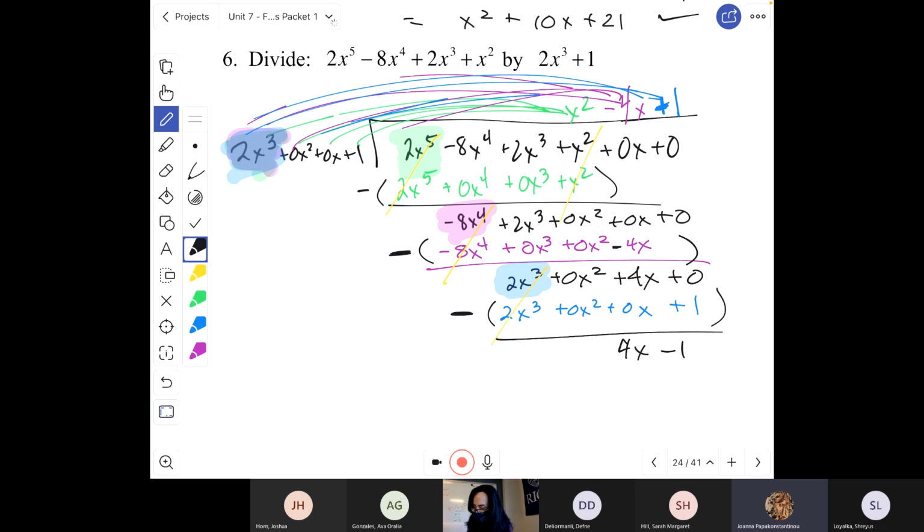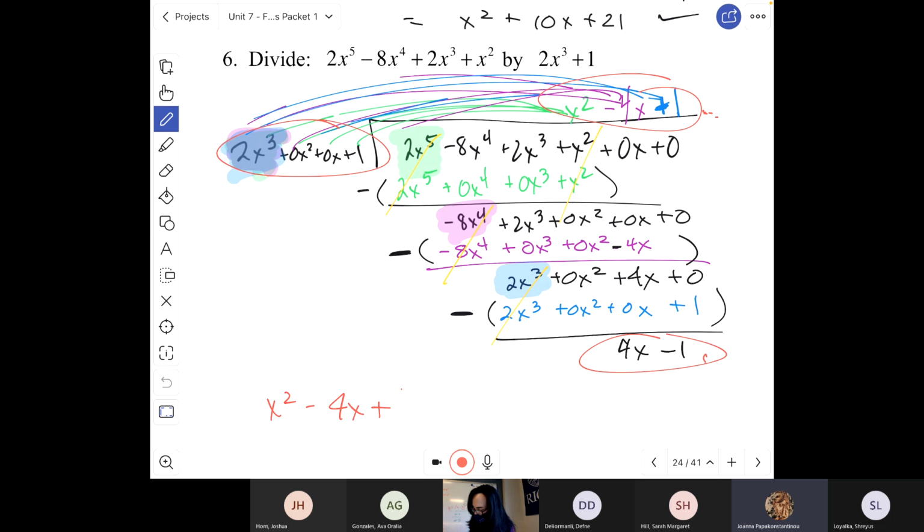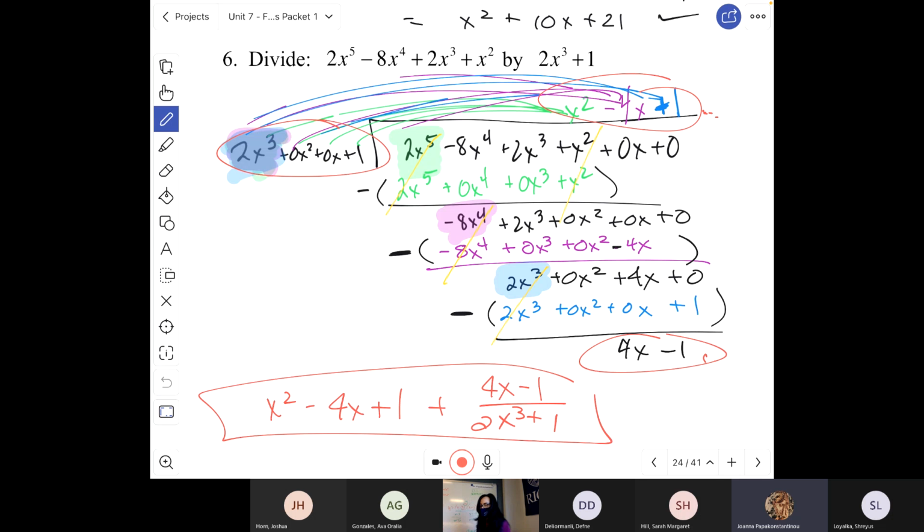So in other words, this times this, I'm sorry, I said that backwards, this times this plus this should give me my original polynomial. Is that how we would answer it on the test? Well, your quotient would be this with a remainder. So x squared minus 4x plus 1 plus the remainder 4x minus 1 over 2x cubed plus 1. That's your entire answer. Right? Yes, which would correspond to a mixed number.